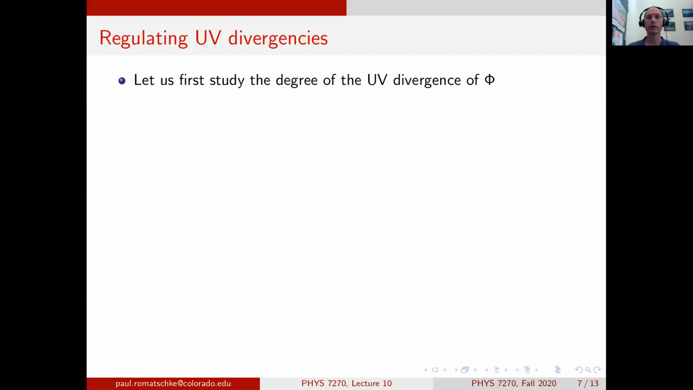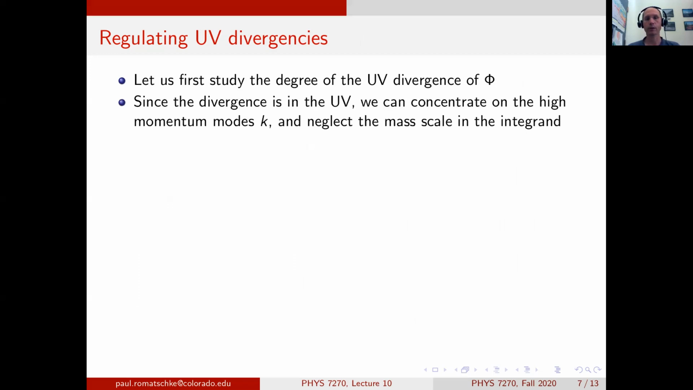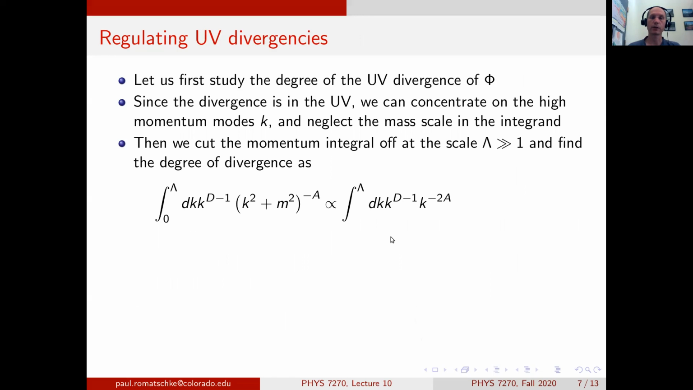Let us first study the so-called superficial degree of divergence of this function phi. Since the divergence is in the ultraviolet, we can concentrate on the high momentum mode behavior of the integrand. So that means that all other mass scales can be neglected in the integrand. Then we cut off the momentum integral at some high scale lambda, and since we can neglect all other mass scales, so we sort of set m to 0 in the integrand, we get an integral that is evaluated at the momentum cutoff lambda that is easy to evaluate.